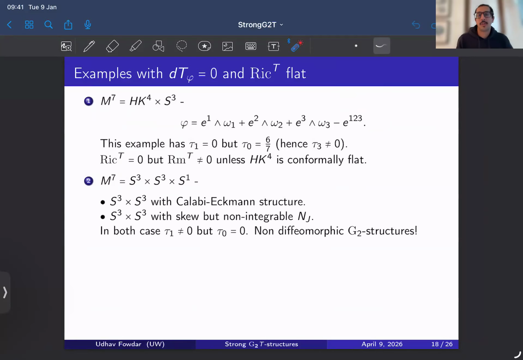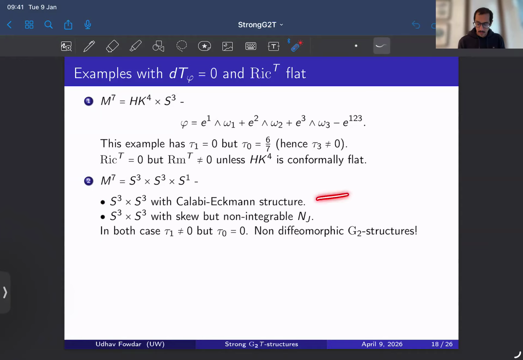The second class of examples you can do is you can just take the product of the previous example. In the last case, I had two different types of SU3 structures on S3 cross S3. I had the Calabi-Eckmann one, and I also had this other example which had skew-symmetric Nijenhuis tensor, but it was not complex. So you can take the product with an S1, and this gives you a natural G2 structure on the total space, and you can compute that in both of these cases the Lee form doesn't vanish, but tau naught in this case is 0.